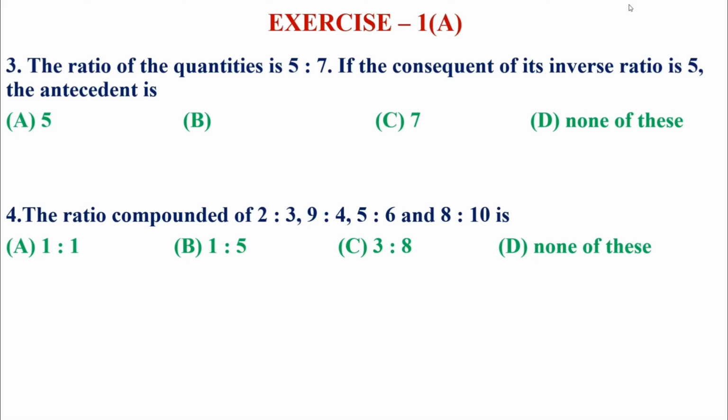The ratio of the quantities is 5 is to 7. The consequent of its inverse ratio is 5. Inverse ratio is 7 is to 5. Consequent is given as 5, then what will be the antecedent? 7. What about the fourth question? Just multiply, that's it. Compounded ratio: 2 by 3 into 9 by 4 into 5 by 6 into 8 by 10.